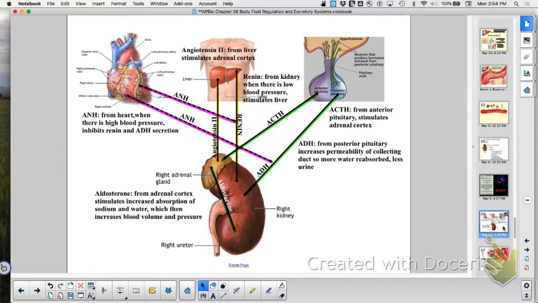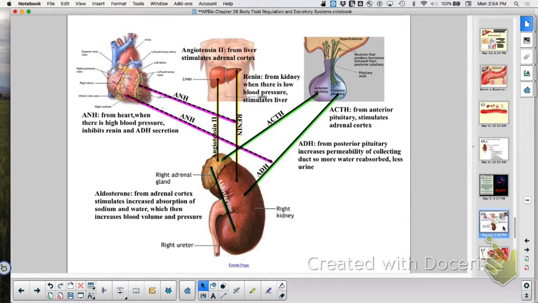Okay, ANH coming here from the heart, it's going to counteract the renin, so it stops it, right, so this cycle doesn't even go. It stops renin and it stops ADH. Because then you'll pee out more water, and as a result of that, that'll lower your blood pressure. So that's how it would counteract it.